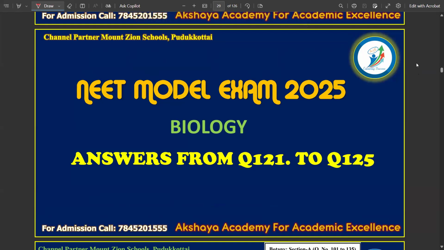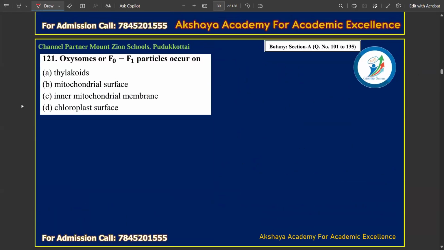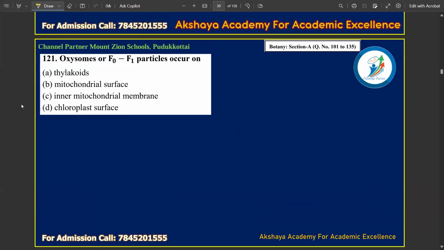So your next question is question number 121 until 125. Question number 121 asks that oxysome or F0, F1 particles occurs on. Now oxysomes, if you remember, are important for synthesis of ATP, right? They synthesize ATP. They are located in two locations. They are located in mitochondria. They are also located in the chloroplast.